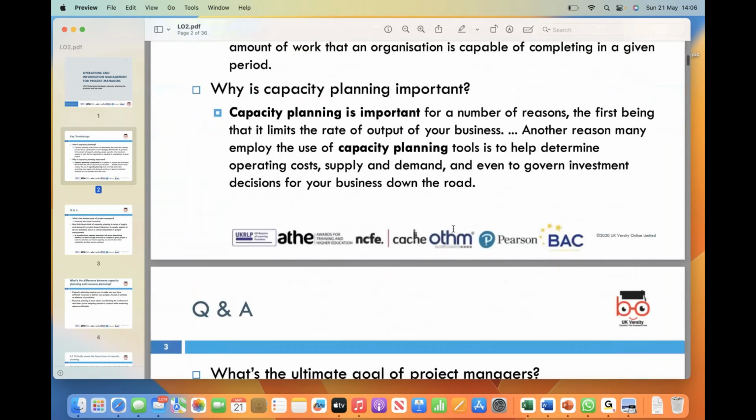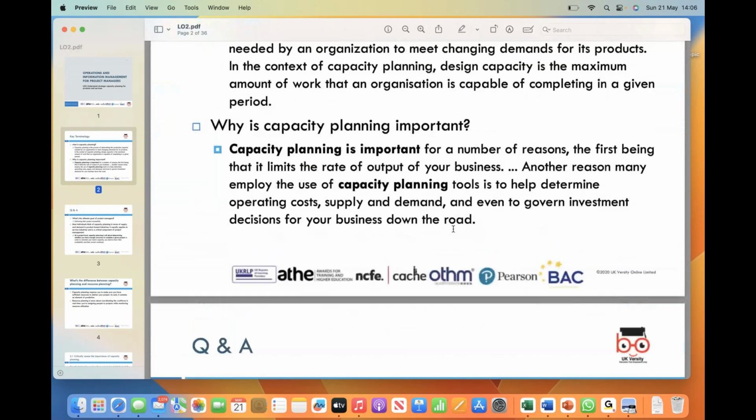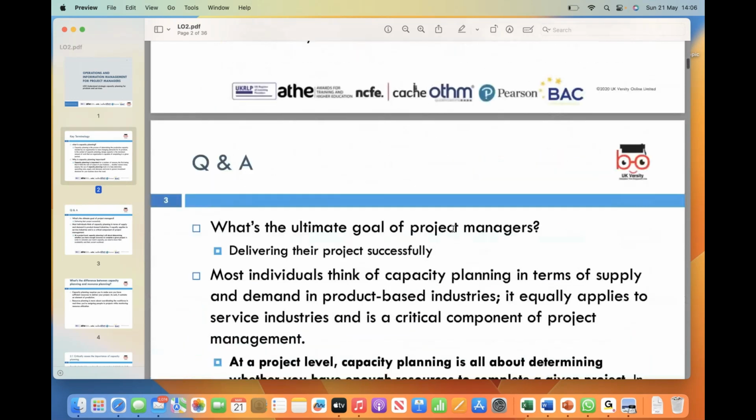capacity planning tools assist in determining operating cost, supply and demand dynamics, and even future investment decisions for business. By having a clear understanding of your capacity requirement, you can make informed decisions about resources allocation, expansion plans, and potential areas of improvement.